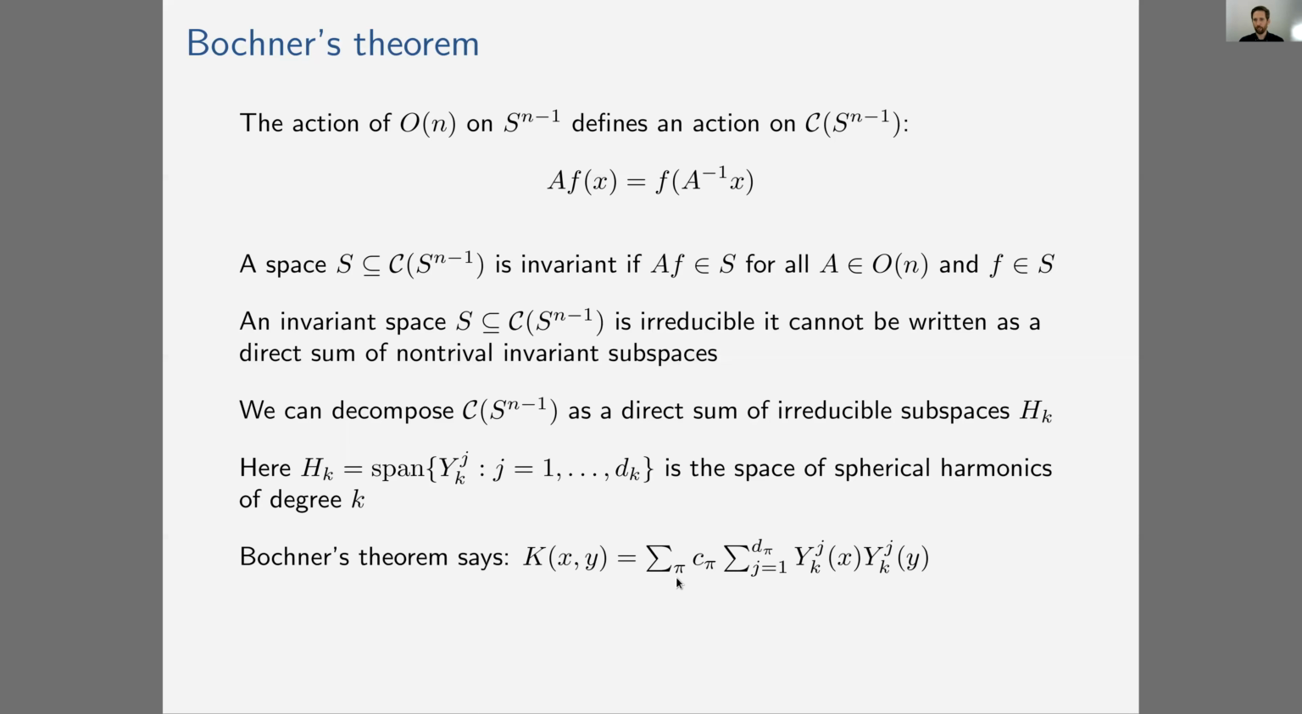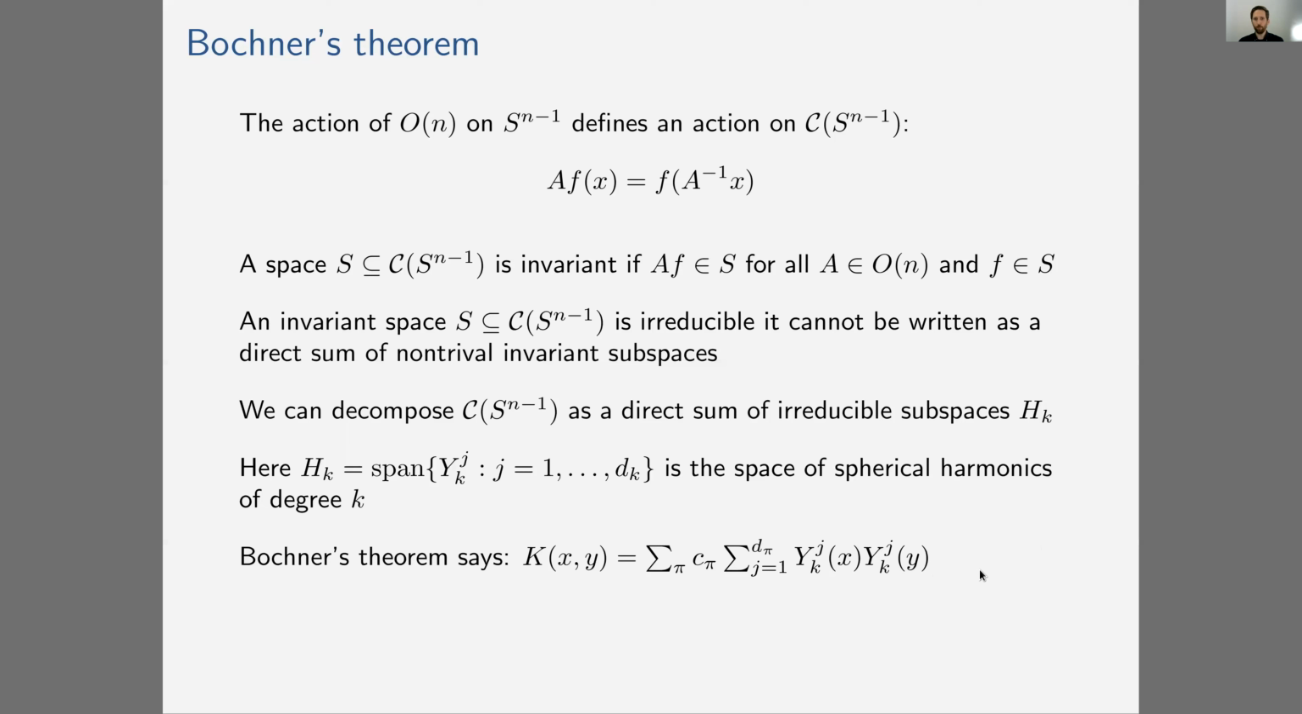I messed up here. So all the indices in this expression should be k. So this is k, this is k, and this is k, and these two are also k. So we sum over k, c_k, and then we sum over j from 1 to the dimension of this space of circular harmonics, and we just multiply them. And here I'm assuming we took real valued circular harmonics. It's not important, otherwise you write it slightly different.